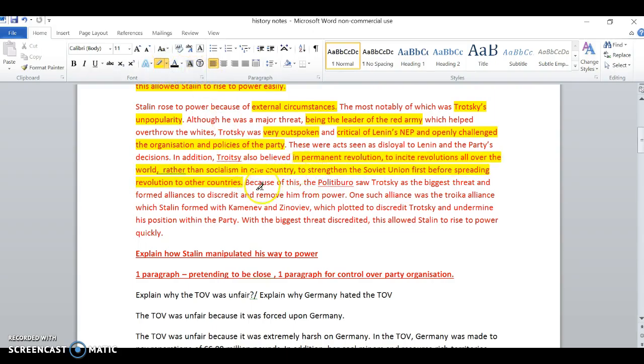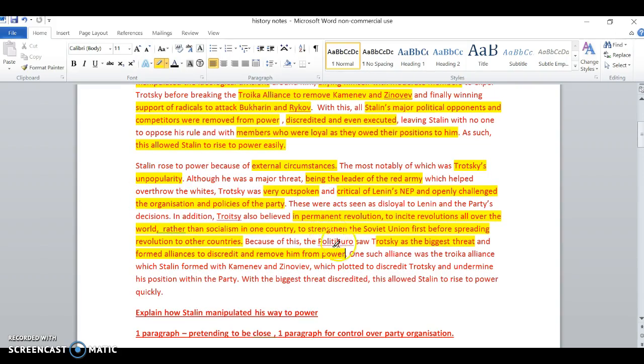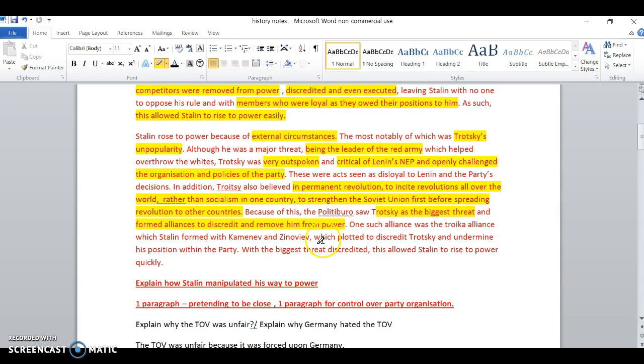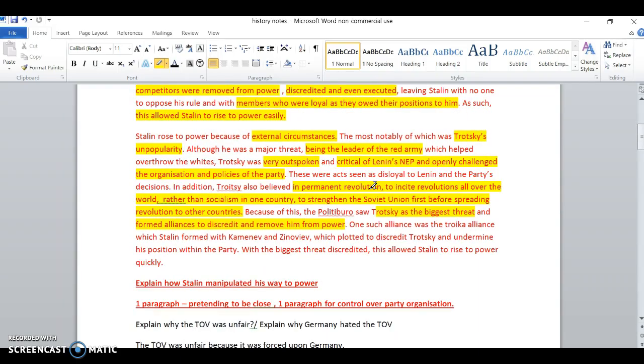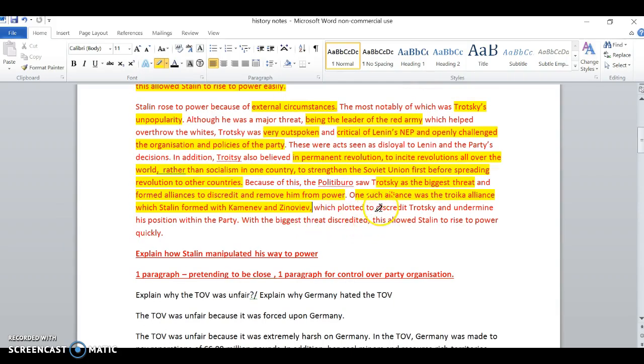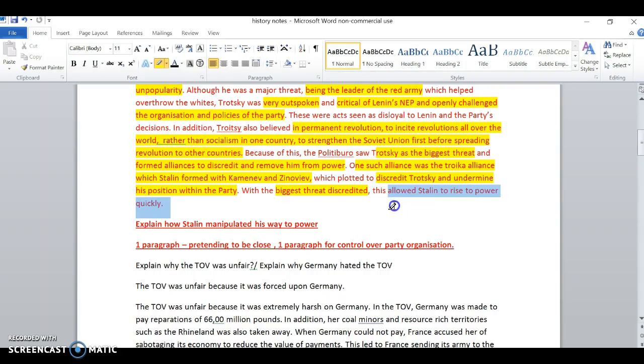Okay, so how do you explain this? Very simple. Because of this, he was seen as the biggest threat, and alliances were formed against him to discredit and remove him from power. So it's very similar to how you explained the previous point. So then you explain how Stalin in particular rose, because you must relate to the question. So you say one such alliance is the Troika alliance, so repeating the same point again, which discredited Trotsky and undermined his position. Hence, he is discredited, and this allowed Stalin to rise to power quickly.